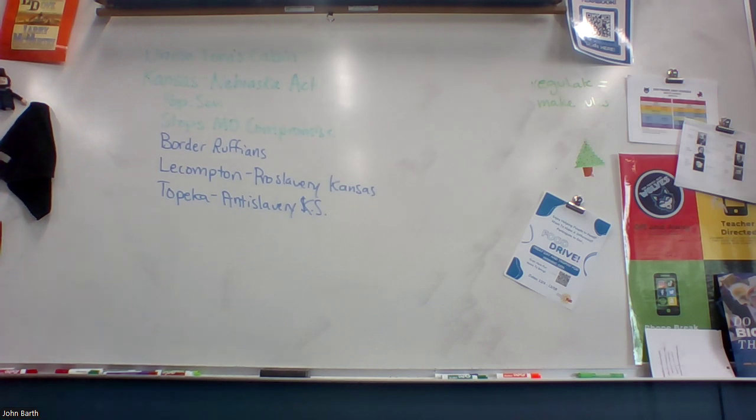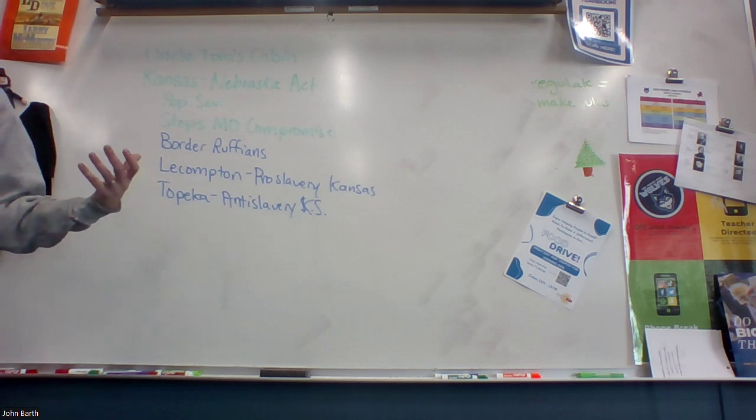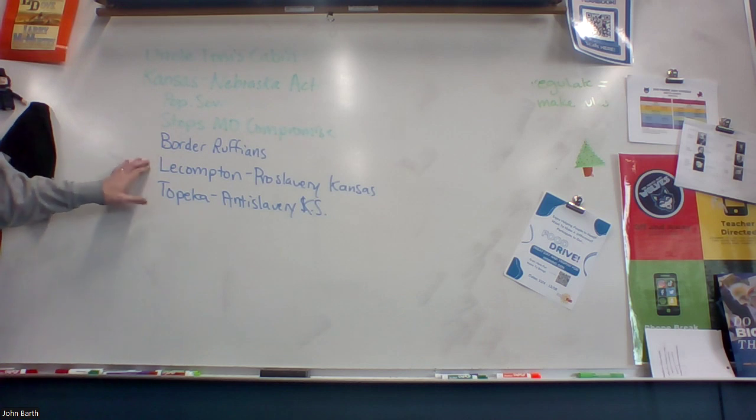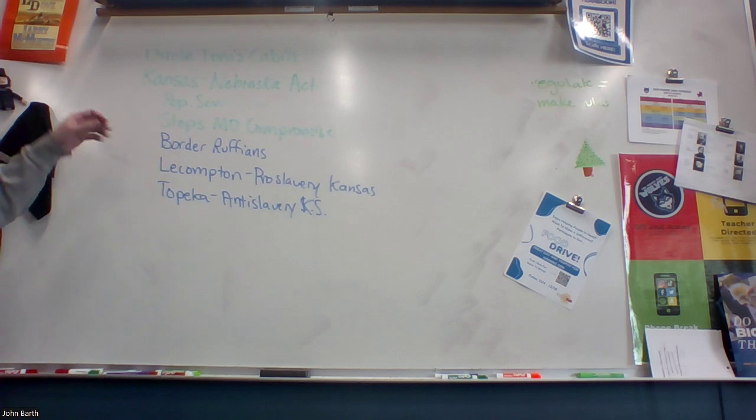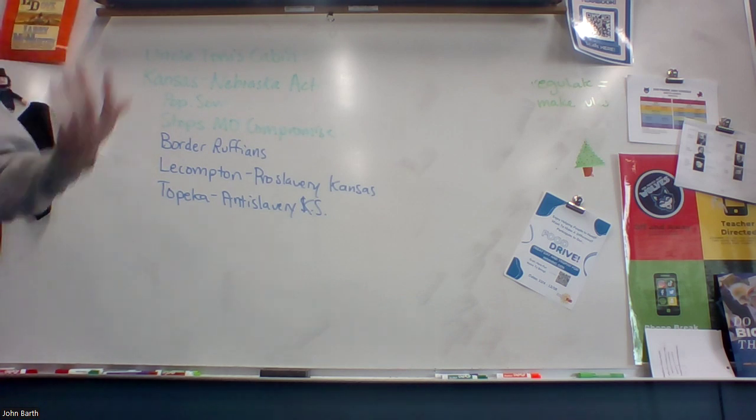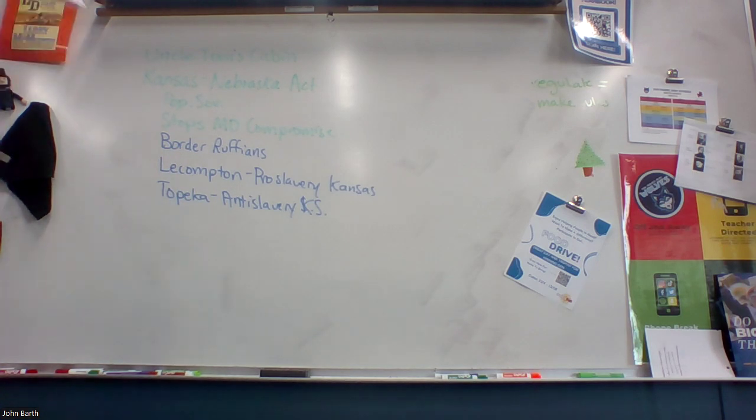Ultimately, Stephen Douglas is going to be asked, well, which one do you support? And ultimately, he says neither. He says, yeah, the pro-slavery side won, but the election was fraudulent. We don't believe it. So Kansas is going to be in this weird non-state issue for a while.